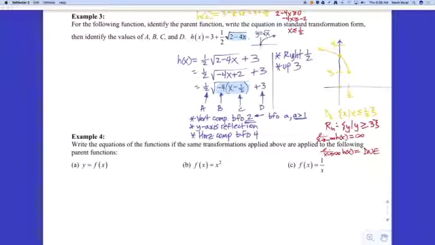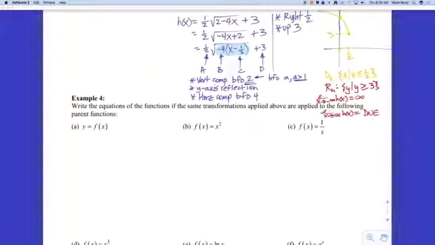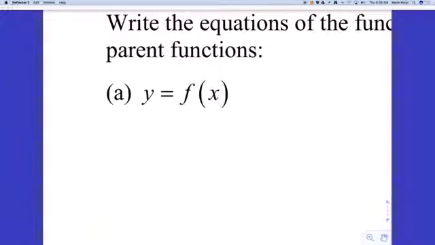Okay. Example 4. We got like 4 minutes. Maybe we could do 4a. Write the equations of the functions if the same transformations applied above are applied to the following parent functions. Oh boy. Okay. So if we took a different graph and we vertically compressed it by a factor of 2, reflected it across the x-axis, horizontally compressed it by a factor of 4, shifted it right 1/2 and up 3, what would the equation look like if we started with just a generic function y equals f of x?